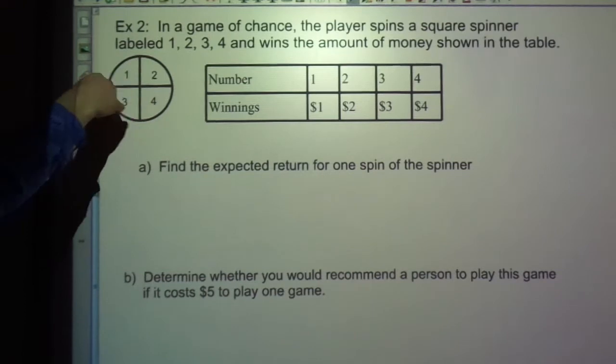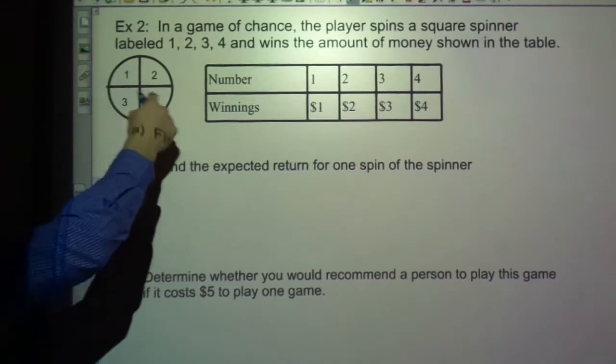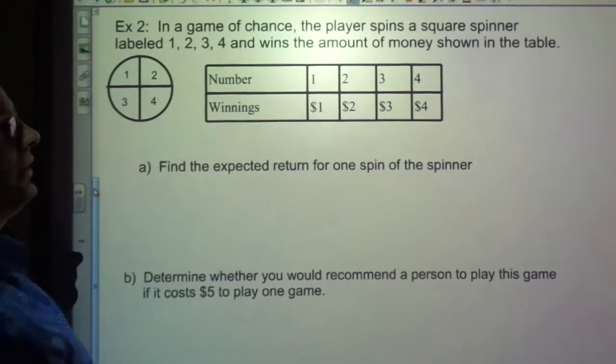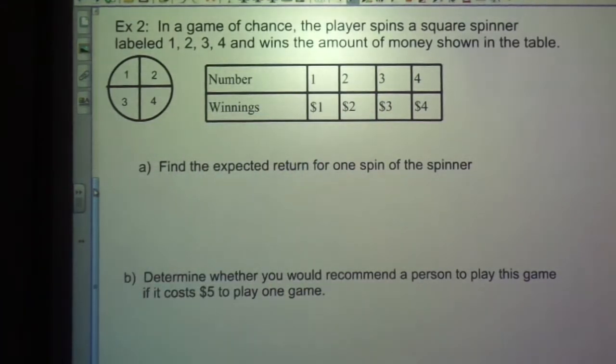So we have a spinner. If we spin it, if it lands on 1, you win $1. If it lands on 2, you win $2. 3 is $3. 4 is $4. So first of all, we need to see what's the probability of it landing on each of these. Because we've got an equal spinner, each of these numbers is equal, right? There's a 1/4 probability that it lands on 1, a 1/4 on 2, 1/4 on 3, 1/4 on 4.